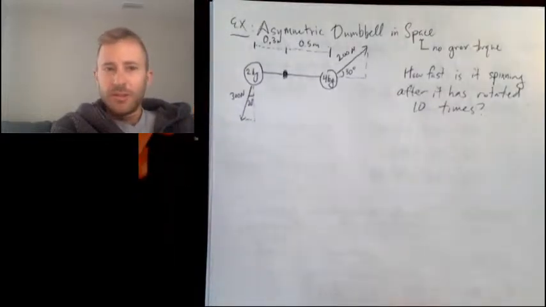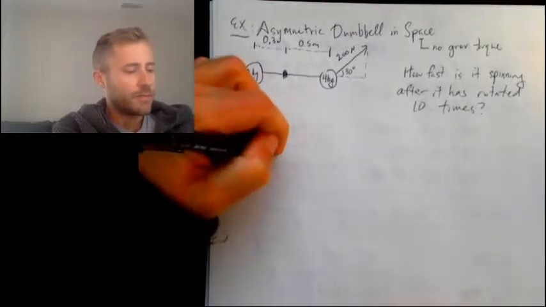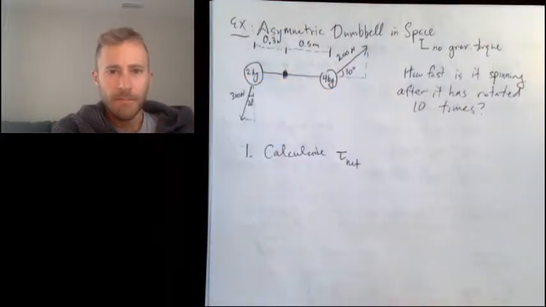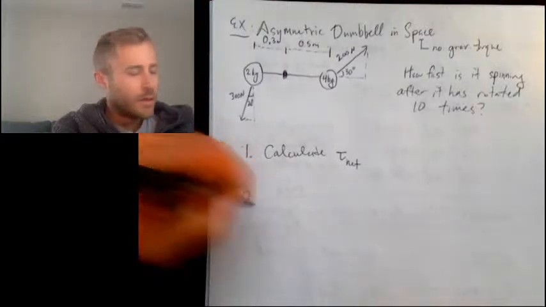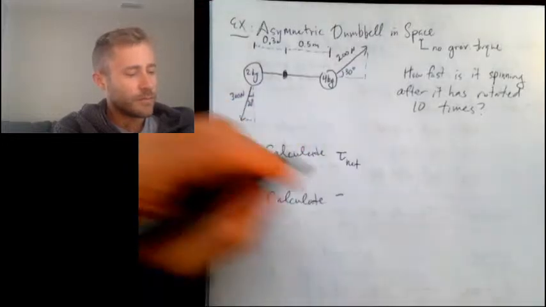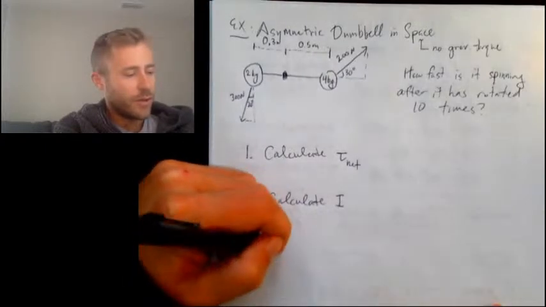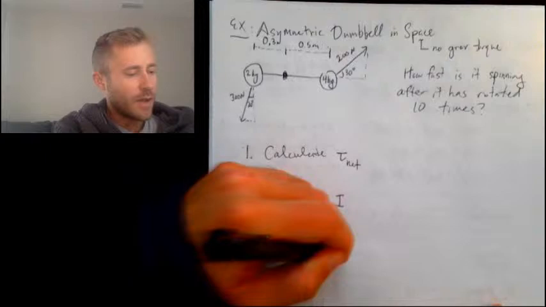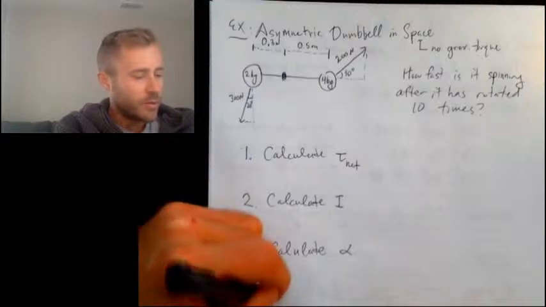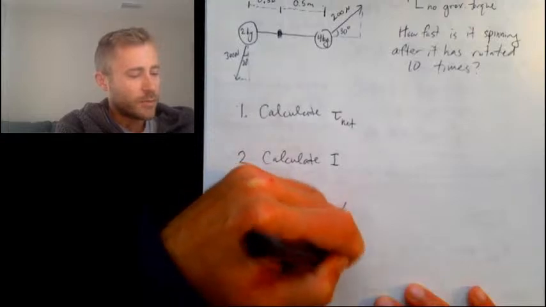Okay, so we're going to do this problem in steps. We're going to use 4 steps. The first step is going to be to calculate the net torque. Okay, the second step is going to be to calculate the rotational inertia. The third step is going to be to calculate alpha, the angular acceleration. Okay, and then the final step is going to be to do angular kinematics.